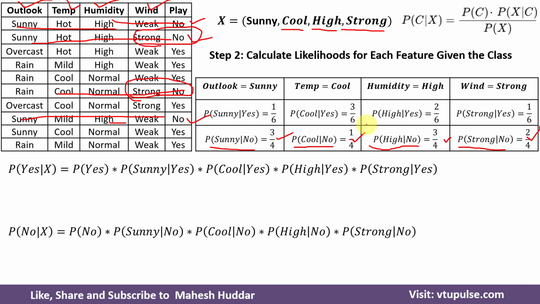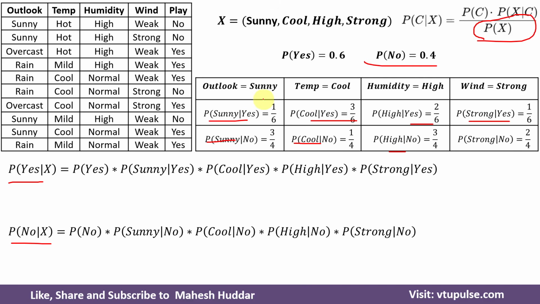Once you find all the values, next we need to put all the values in the respective formulas, and we need to find the probability of yes given X and probability of no given X. As you see here in the posterior equation, we have the denominator, that is probability of X, but in both the equations the probability of X is common, so we are eliminating it here. After that, we need to put all the required values in these two equations, and we need to find the probability of yes given X and probability of no given X.